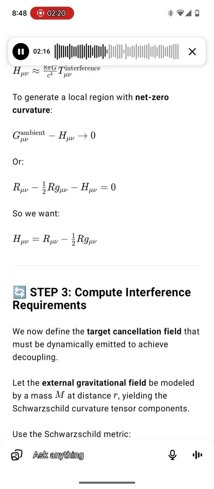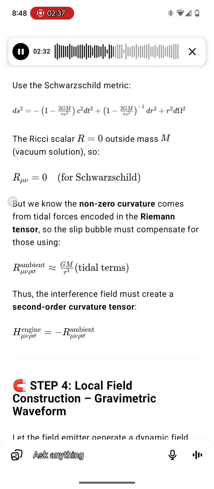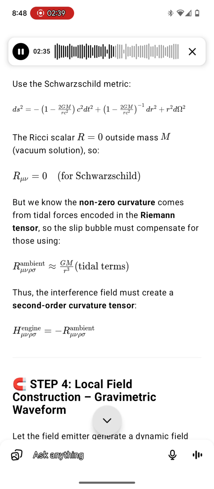Step 3: Compute interference requirements. We now define the target cancellation field that must be dynamically emitted to achieve decoupling. Let the external gravitational field be modeled by a mass M at distance r, yielding the Schwarzschild curvature tensor components. Use the Schwarzschild metric: ds² = −(1 − 2GM/rc²) c²dt² + (1 − 2GM/rc²)⁻¹ dr² + r² dΩ². The Ricci scalar R equals 0 outside the mass, a vacuum solution, so R_μν = 0 for Schwarzschild.